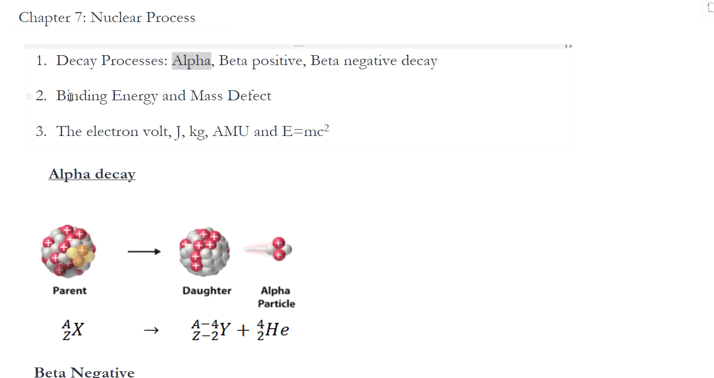We're talking about binding energy and mass defect, and that relates to how much energy we get out of, let's say, nuclear fission, which is what powers our reactors. And then we're going to be talking about all these different units: the electron volt, the joule, the kilogram, the atomic mass unit, and how they all connect through Einstein's famous equation, E equals mc squared.